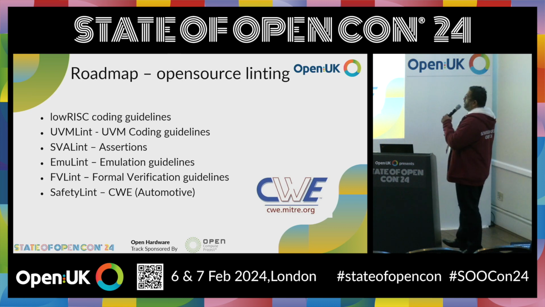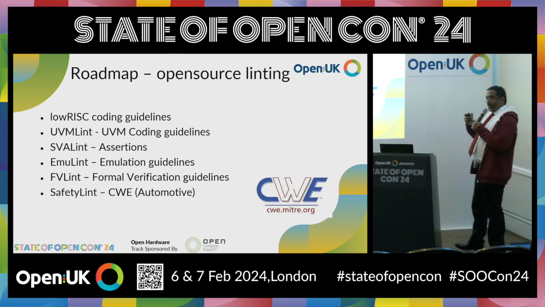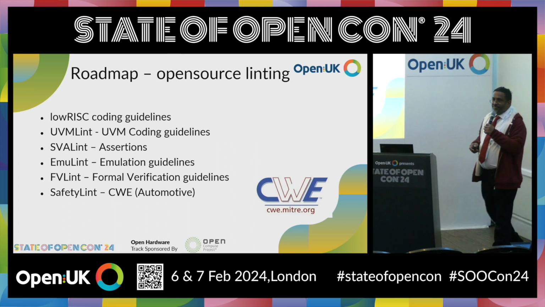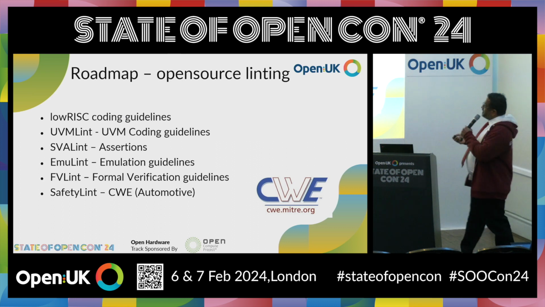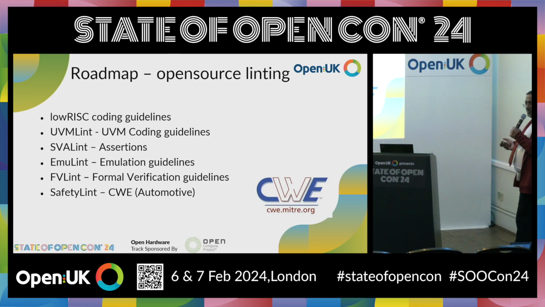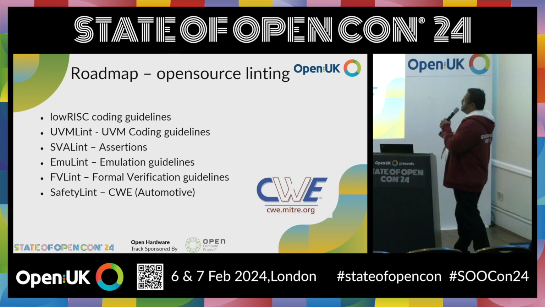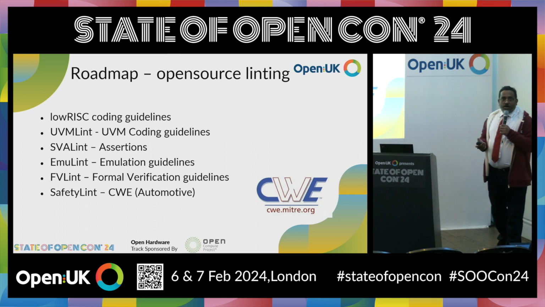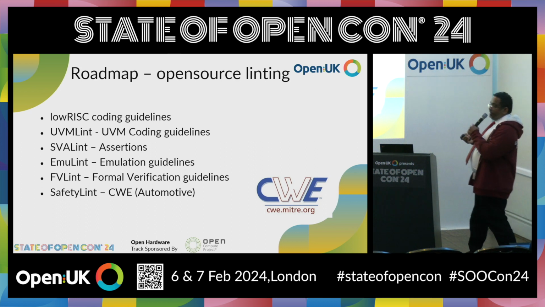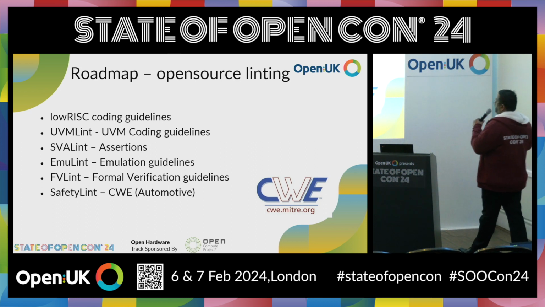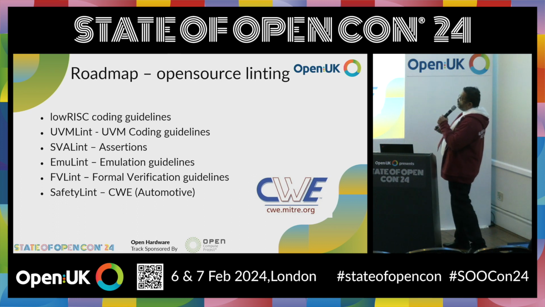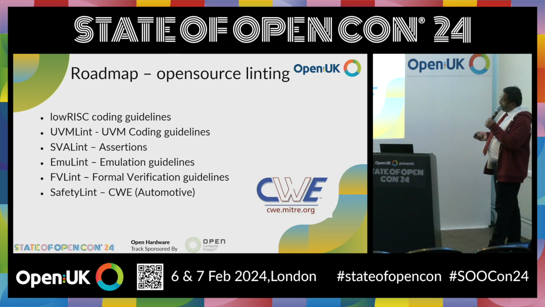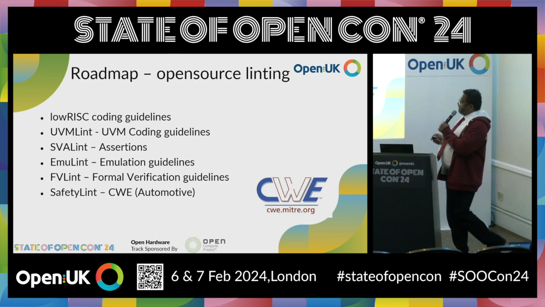So this is where we are, and I wanted to include this. I had a chat with Dr. Morno last evening, and I was happy that he was also looking at low-risk very heavily, and Greg is also here. They have published a very nice coding guideline document on GitHub. So we're taking that and building it as a rule checker using PySlint. UVM lint is another thing that we are working on. SVA lint, as I mentioned.